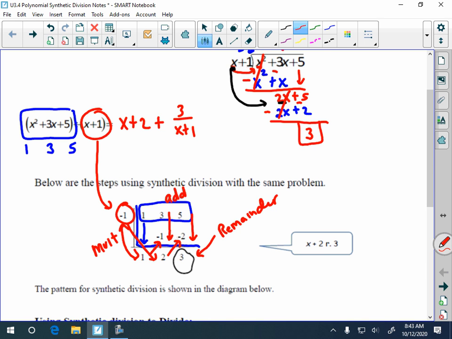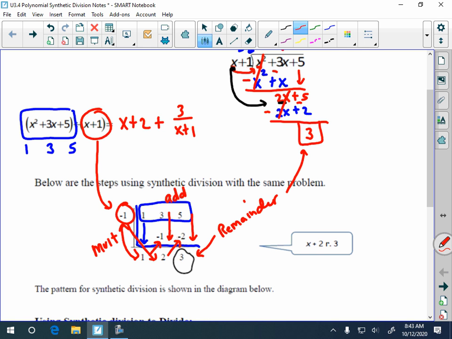All right. And so you can see the remainder was 3. Right, so that last number is our remainder. So it's going to look a little weird at first, but you'll get really fast at this, and this is a faster method to divide polynomials than long division.